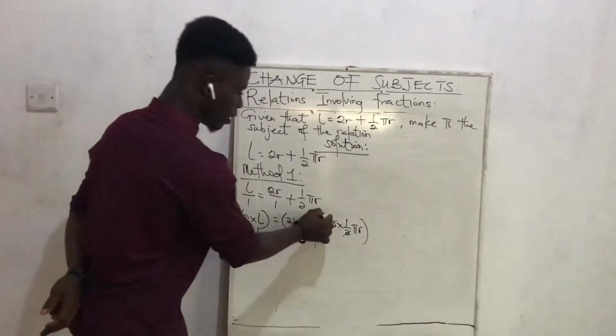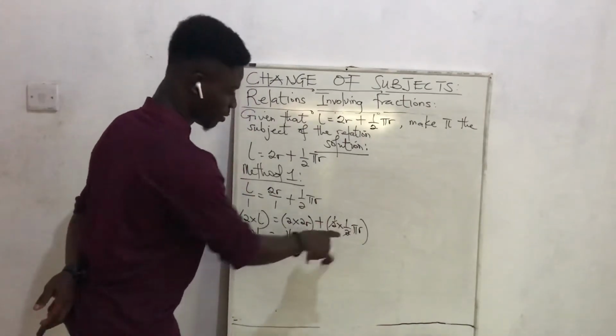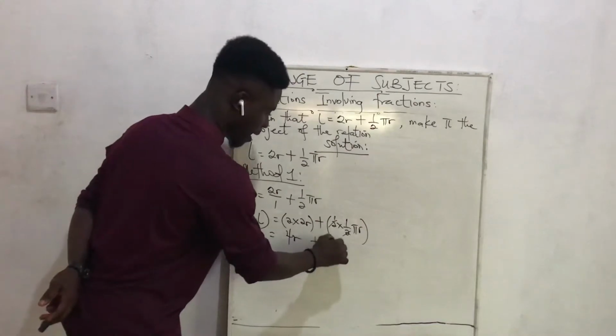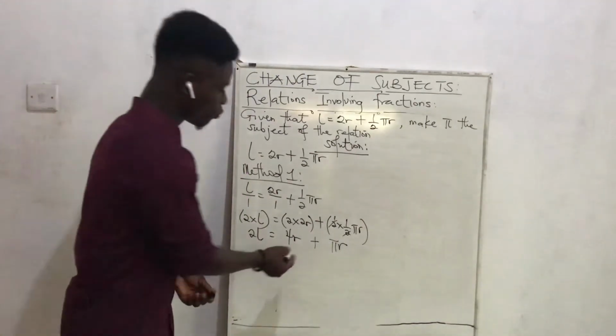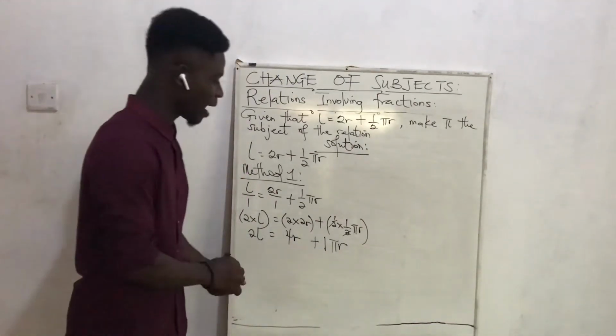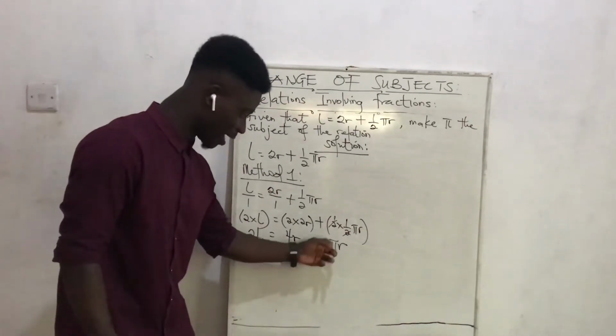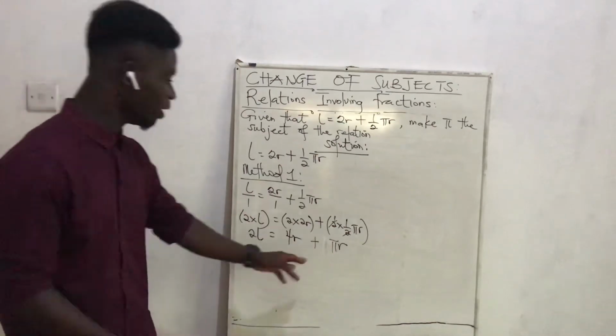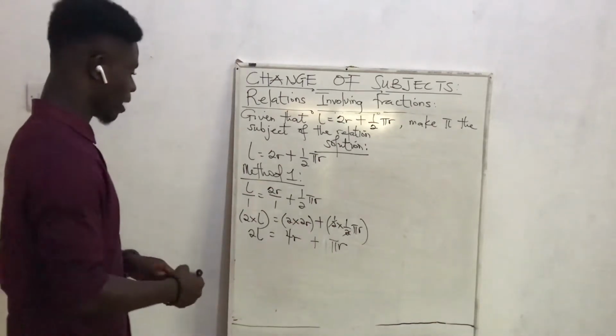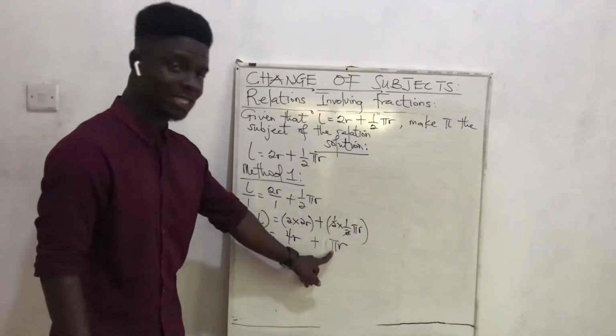So we have 1 times 1 is 1. Then I have my pi R. You don't have to write 1 again because pi R is the same thing as 1 pi R. We have 1, an invisible number there, so there is no need to write 1. Alright, so now we want to make pi the subject.